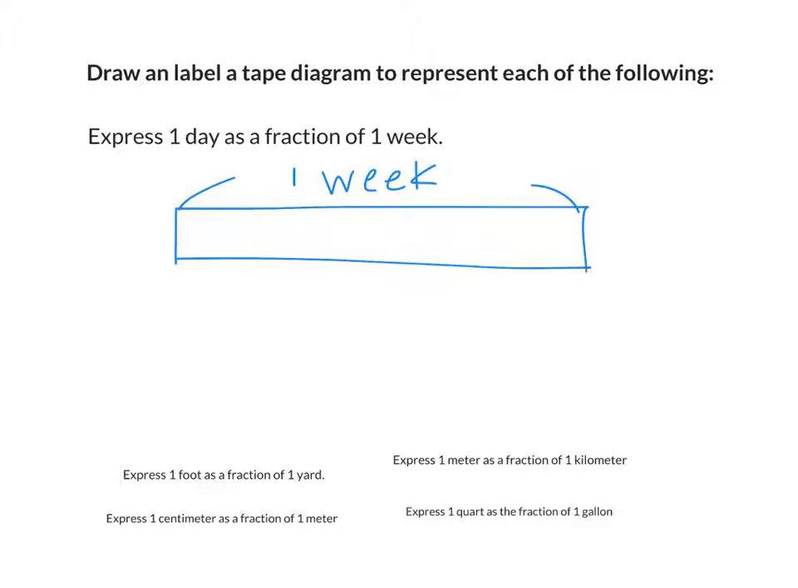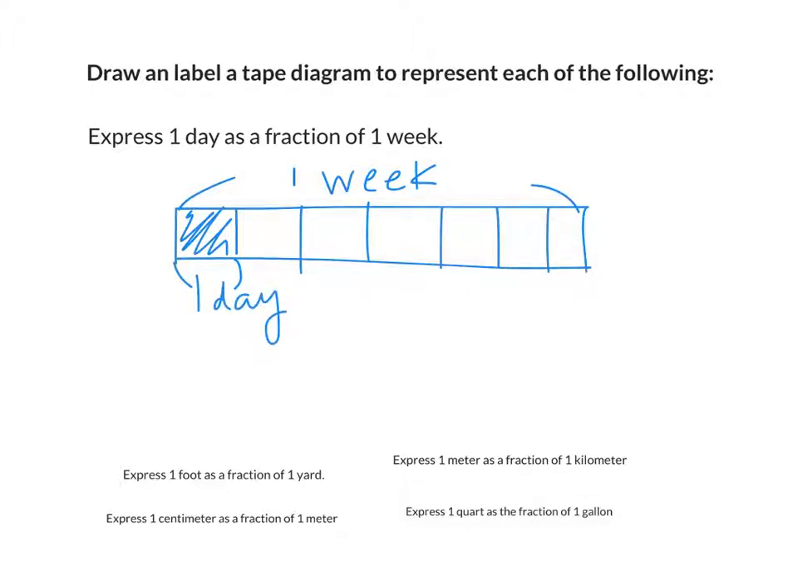Okay, how do I divide that week into days? How many sections would I need? Niv? 7. How do you know I need 7 sections? So there's 7 days in a week. Okay, so now there's 2 sections, 3, 4, 5, 6, 7. Yeah, there's 7, right? Well, one of these sections is 1 day.